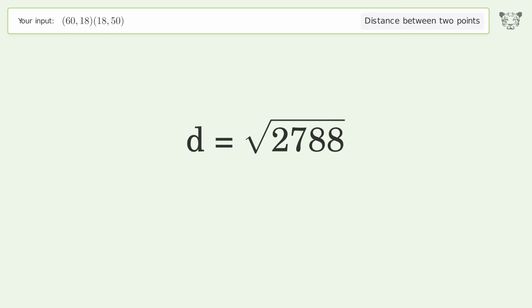And so the distance between the 2 points is the square root of 2,788, or 52.802.